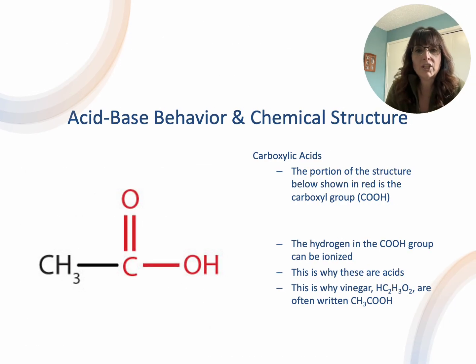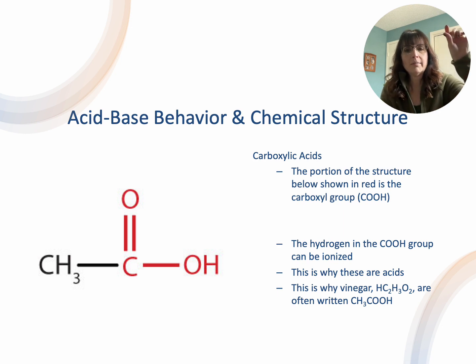One last consideration of chemical structure is something called a carboxylic acid. The portion of the structure shown in red is the carboxylic acid group, or the carboxyl group. It's really hard to say. What you have here is a C double bonded to an O, and then the C is also attached to an O and an H. A lot of students see that and think, oh, it's a base.